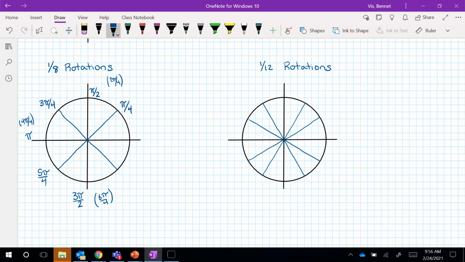But it does help me when I'm trying to think about this, which is really just counting up by pi over 4: 1 pi over 4, 2, 3, 4, 5, 6. This one here would be 7 pi over 4, and that doesn't simplify. This would be 8 pi over 4, but we really just say that's 2 pi.